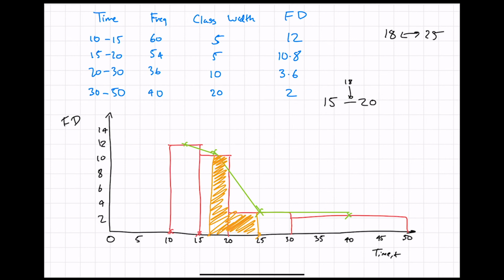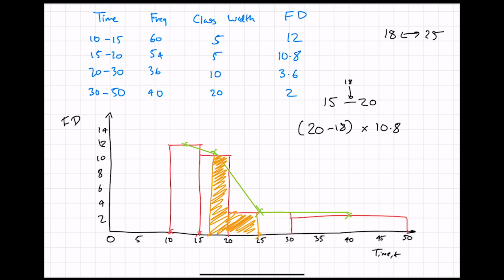Since 18 falls between 15 and 20, I say that from 18 to 20, how much does that give you? Well, that's just 20 minus 18. So there's a gap of 2 to get from this 18 to the 20. So you take 20 minus 18, and all you do is multiply that by the frequency density of that class. The frequency density of 15 to 20 is 10.8.